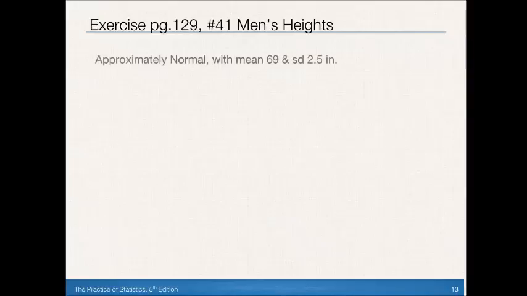Okay, so we have this data that we know. We know it's a mean of 69 and 2.5 and a normal distribution, so we can refer to it as this. And then we're going to draw this accurate sketch. So see what you can do about that. Pause the video and see what you can come up with.